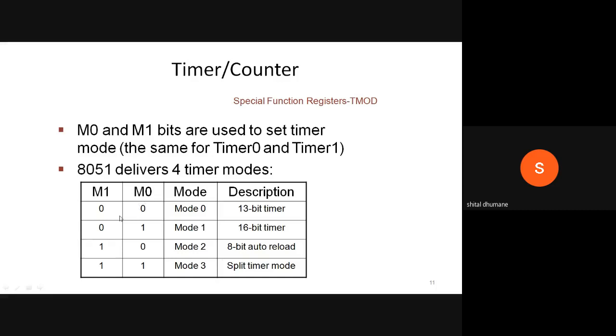And the last one, if both the bits M0 and M1 are 1, 1, then your mode of operation is mode 3, and that is called the split timer mode. Generally, these first 3 modes of operation are there in 8051. First is the 13-bit timer, your timer will work on only 13 bits. Then the 16-bit timer, it will work on 16 bits, and in mode 2, the timer works on 8 bits. So remember the significance of these 2 bits, M0 and M1. They define the modes of operation of your timer.